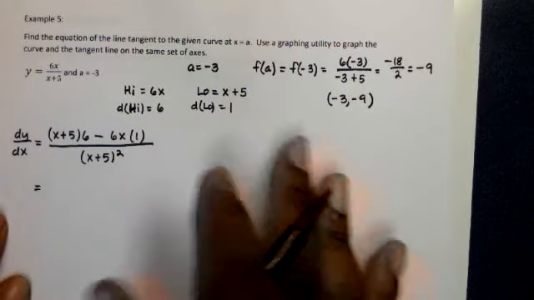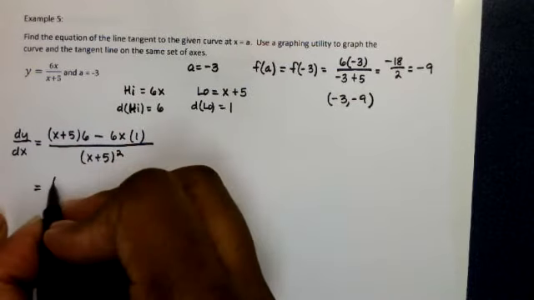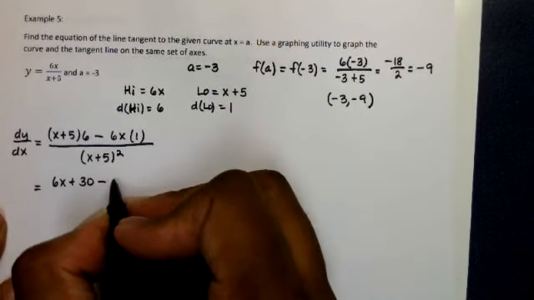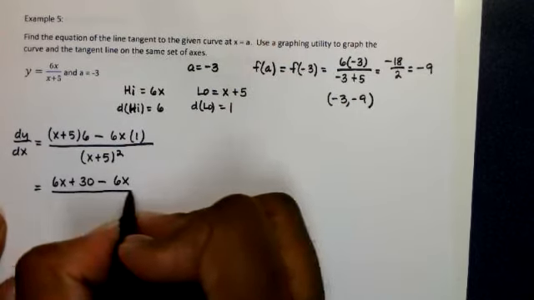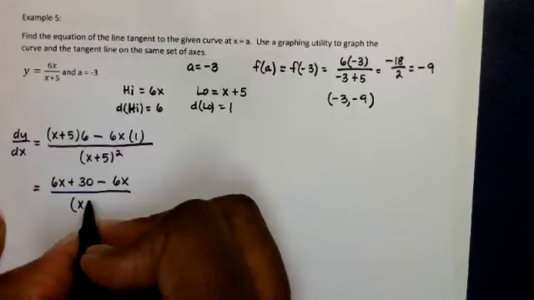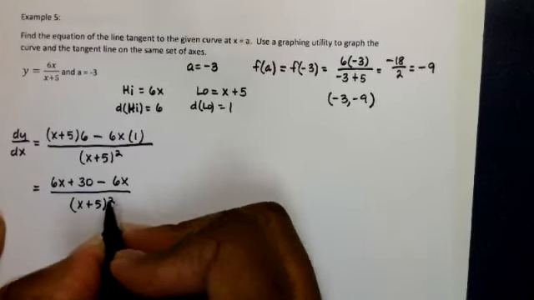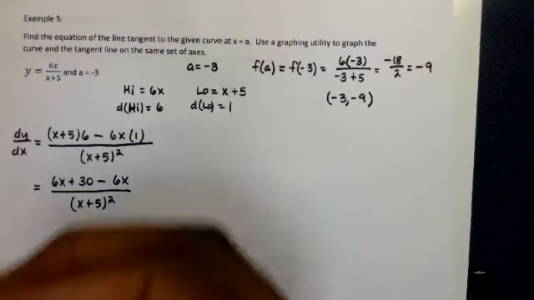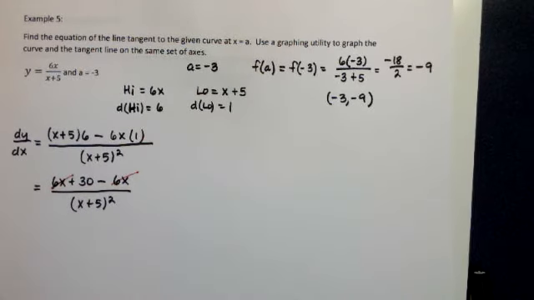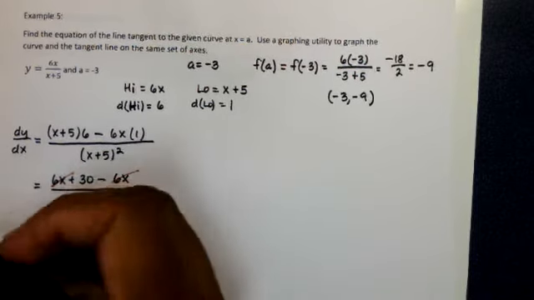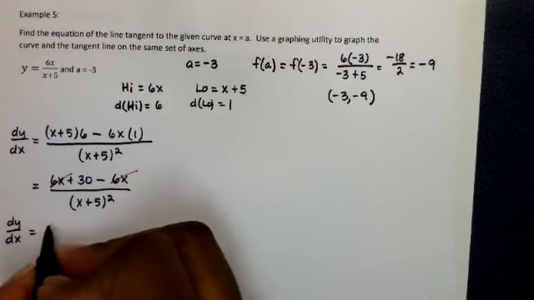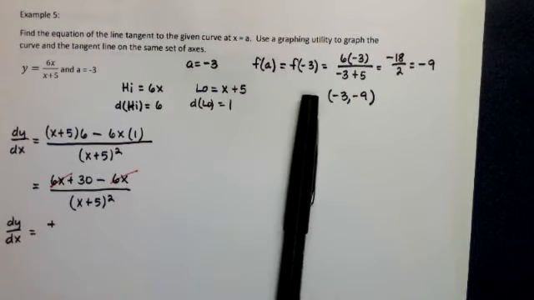Let's simplify the numerator first. 6 times x will be 6x, plus 6 times 5 will be 30, minus 6x times 1 will be 6x, all divided by x plus 5 quantity squared. And in this case here, your 6x is added to 0. 6x minus 6x, that's 0. So dy dx will be, well, just 30 over x plus 5 quantity squared.